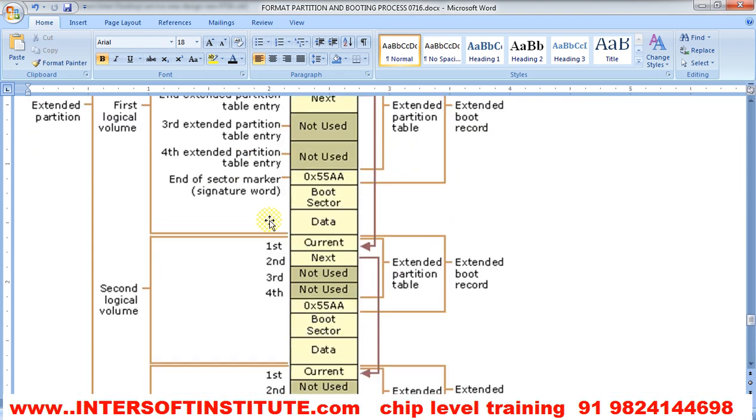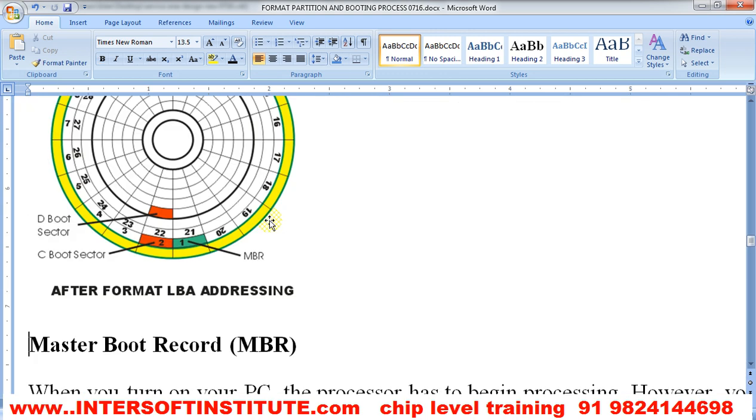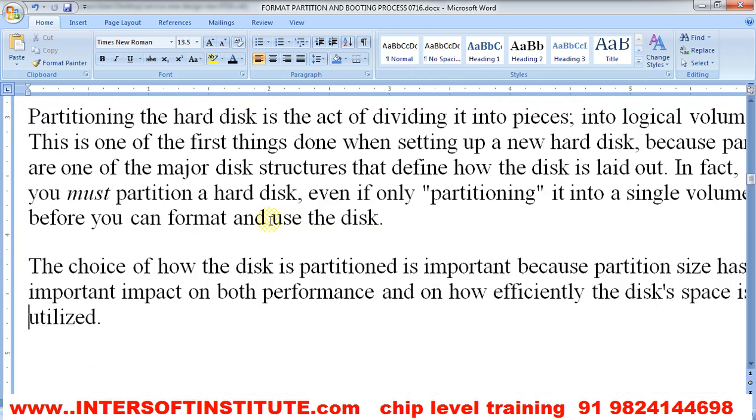So what is the work of format, what is a low level format, what is an MBR, what is zone bit recording, these are the basic notes. Okay, thank you.